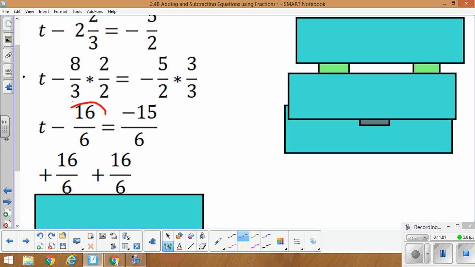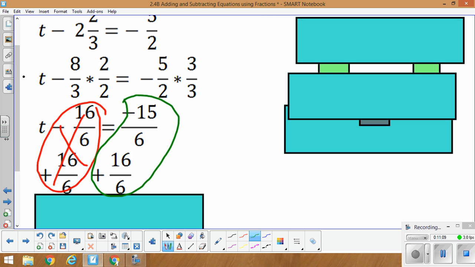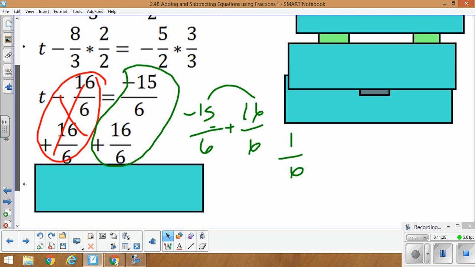Okay, here I have my 0 pairs. So these two cancel out on the left. On the right, I have this stuff here. So negative 15 over 6 plus, sorry, that should be a 6, not a 16, over 6 plus 16 over 6. Since my signs are different, I subtract and get 1 over 6.